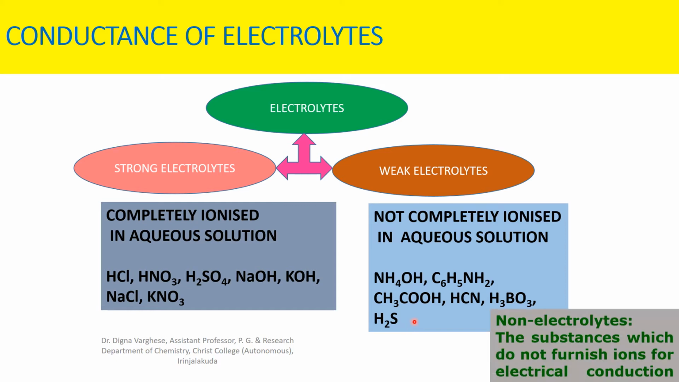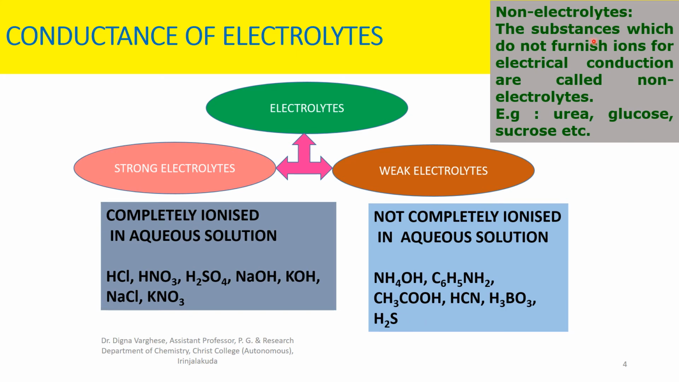There are other terms that we know, non-electrolytes. These are chemical substances which do not furnish ions for electrical conduction. For example, urea, glucose, sucrose, which, when dissolved in water, do not break into ions. So they do not conduct electricity.